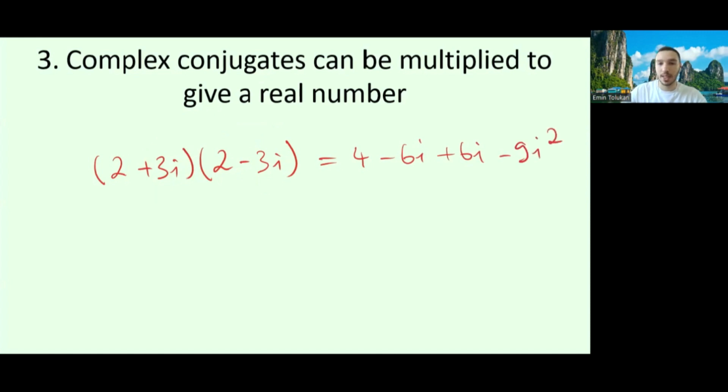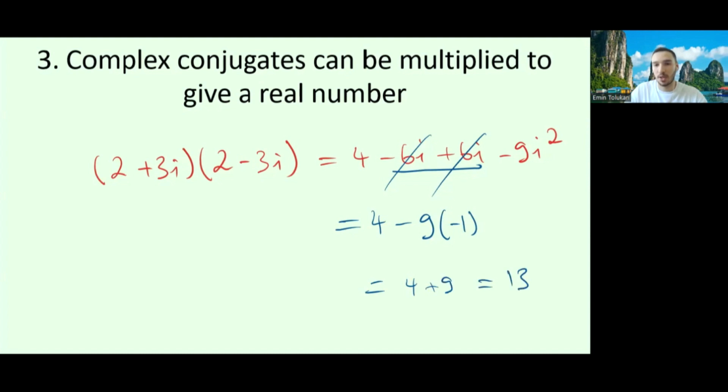What I can do here is cancel the negative 6i and the positive 6i, they give us 0. So all of that is equal to 4 minus 9 times negative 1, because i squared is negative 1. And that overall gives me 4 plus 9, right? So that gives me 13. So as you can see here, if I multiply two complex conjugates together, I'm going to get a real number.